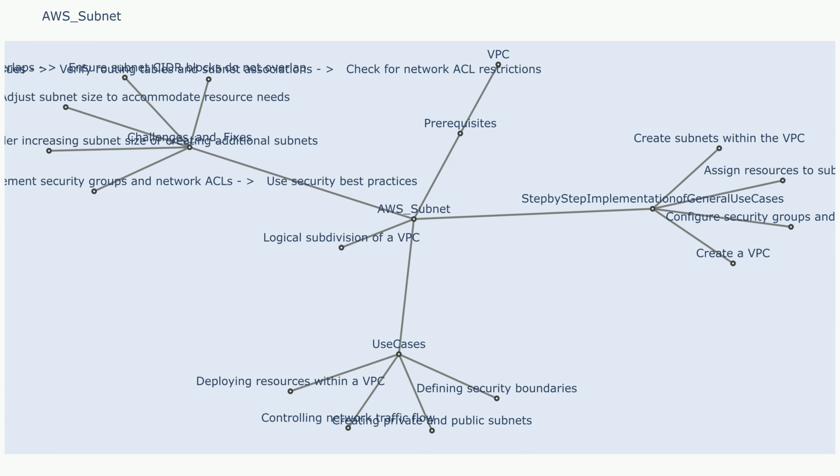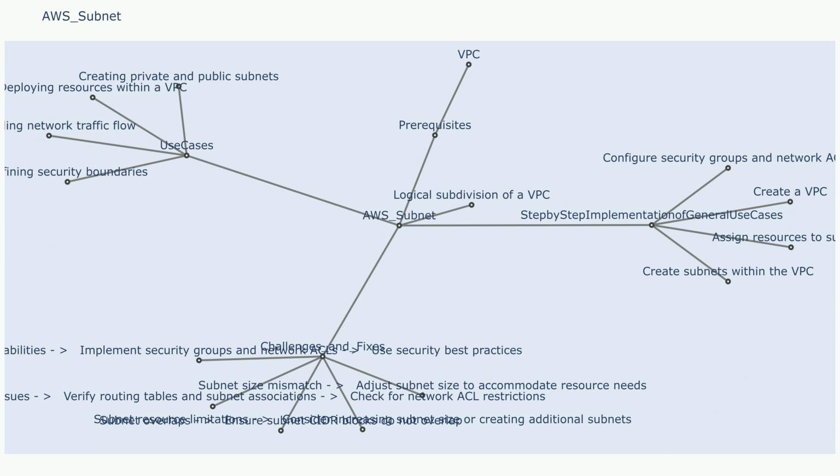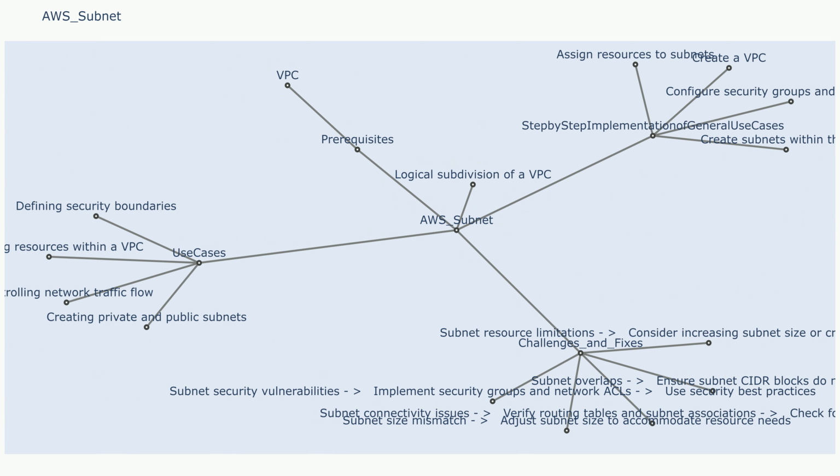Subnets allow you to organize resources within the VPC based on their purpose or security requirements. Creating private and public subnets: you can create subnets that are accessible from the internet, public subnets, and others that are not, private subnets.